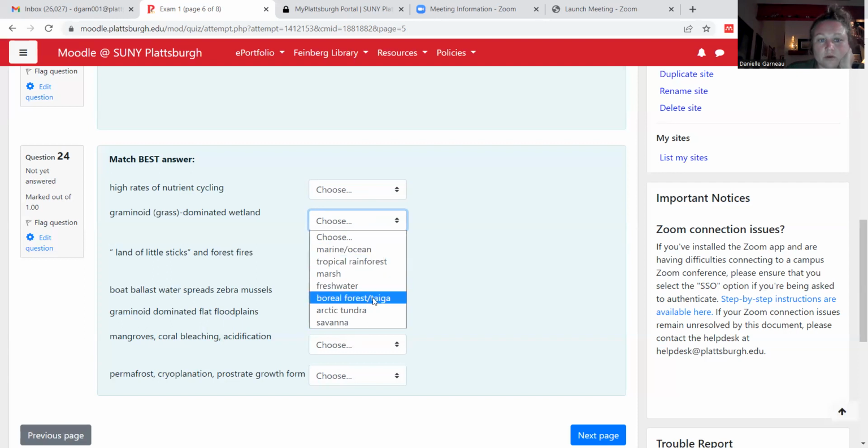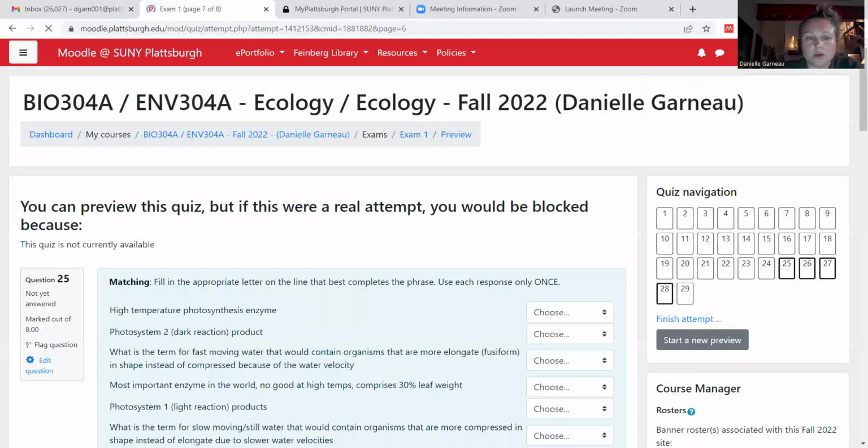Well, we've already used the boreal forest as land of little sticks. That would be the only other appropriate one besides the tundra, right? So you might have narrowed it down to these two, but knowing that you used one already. And we talked about growing close to the ground, growing flat is a way that those tundra plants would survive. So that would be the appropriate one. Cryoplanation, remember, is like the frost heaving rocks, right? The rocks, cryo being freezing, moving up and through the surface through those freeze thaw cycles.